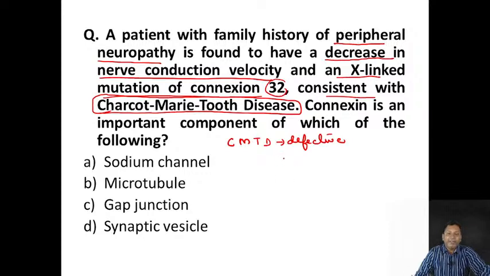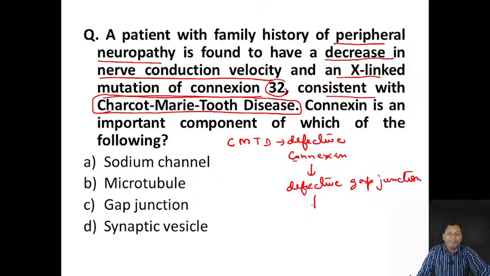So here it is, the defective connexin. So connexin is defective here, right? What will happen here is, you know very well, connexin makes the gap junction. So it will lead to what? It will be the defective gap junction. So connexin is defective, so defective gap junction is there.